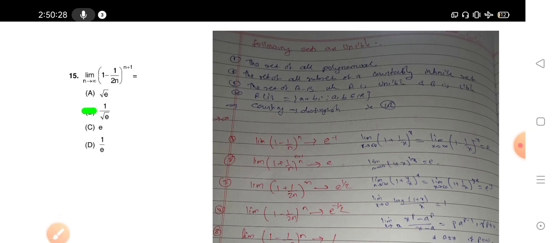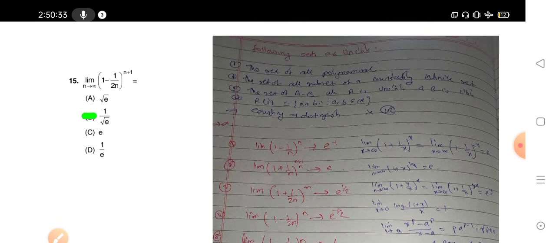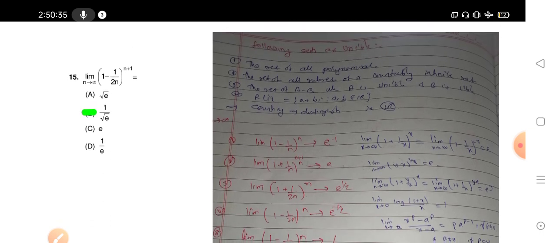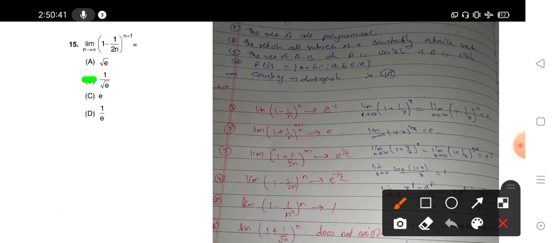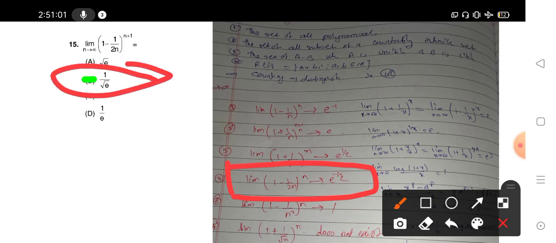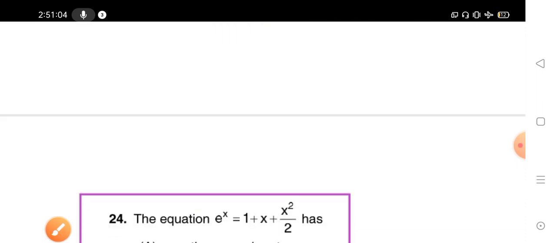Limit as n tending to infinity of (1 minus 1 upon 2n) raised to n plus 1. Take a screenshot of this notes. Here asked direct result. The limit as n tending to infinity of (1 minus 1 upon 2n) raised to n plus 1, answer is e raised to minus 1 by 2, that is 1 upon root e. Option B is correct.